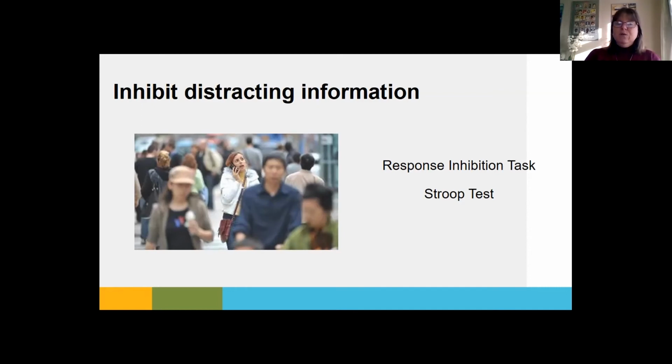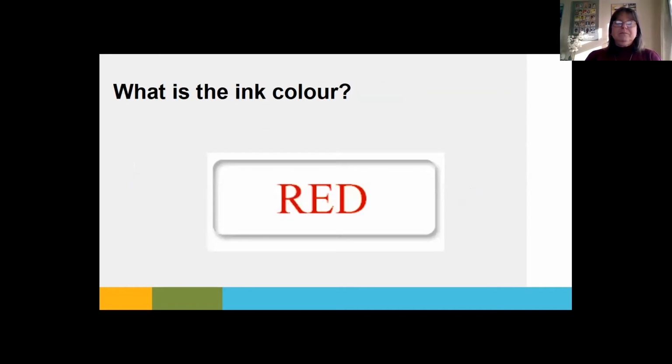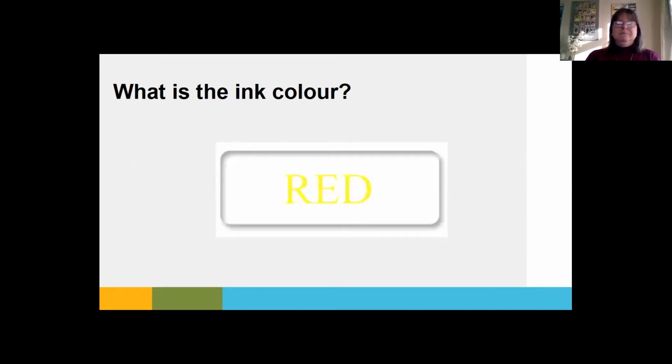So what I want you to do, I'm going to show you a couple of slides, and I want you to just say what color the ink is in the word that appears on the screen. So practice yourselves. Say out loud what the ink color is of the different slides. So here's the first one. So the ink color in this case is red. How about this one? And what about the next one?